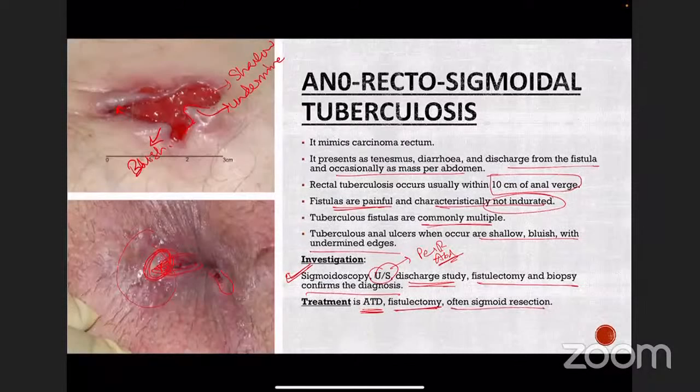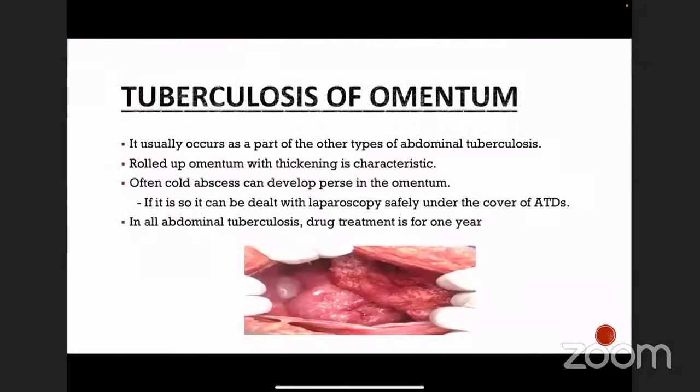If there are multiple non-healing ulcers, with secondary fibrosis and further complications, or there is a secondary perforation, we have to go for sigmoid resection also in such patients. So this was about anorectosigmoid tuberculosis. Now we will go for omental tuberculosis.